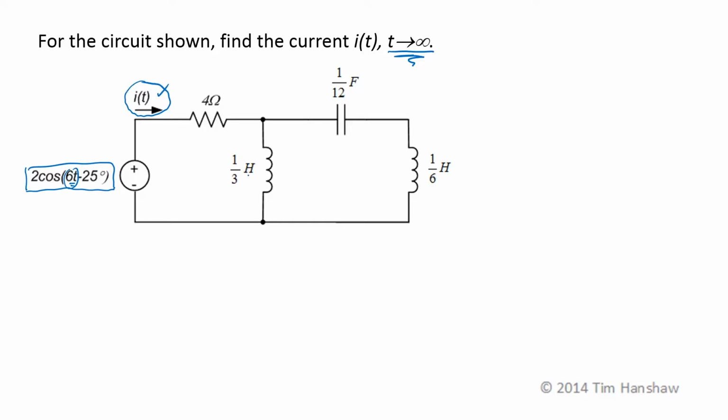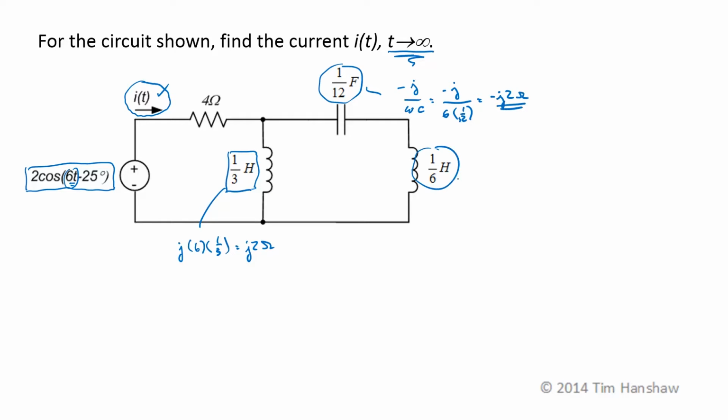their equivalent impedances. This inductor with a 1/3 Henry inductance is going to have an impedance of j omega times 1/3, which is j2 ohms. This capacitor's impedance will be negative j over omega C, so that's minus j over 6 times 1/12, which is minus j2 ohms. And finally, this inductor's impedance is going to be j times 6 times 1/6, which is just j1 ohm. Now let's redraw the circuit in the impedance domain and go on with our analysis.